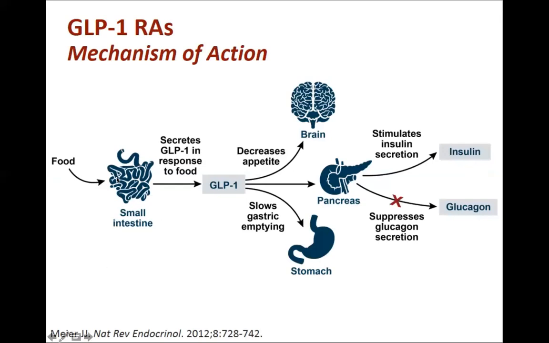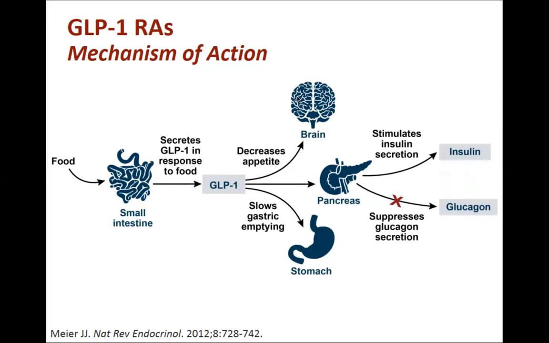So when food is consumed, GLP-1 is produced by the L cells of the ileum. The GLP-1, normally glucagon-like peptide, acts in 3 different sites. In the brain, it decreases appetite. In the pancreas, it does 2 things. It stimulates insulin production and cuts down the glucagon secretion. So as you remember, insulin lowers glucose, glucagon antagonizes that. So it cuts down glucagon production. And in the stomach, it slows down gastric emptying.